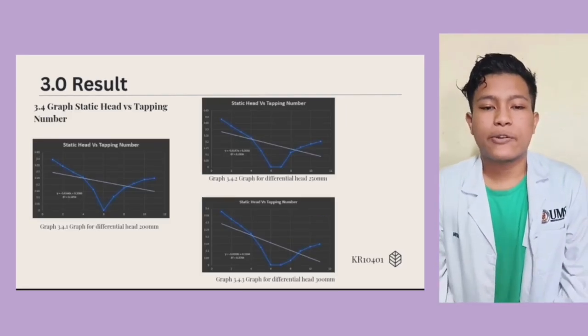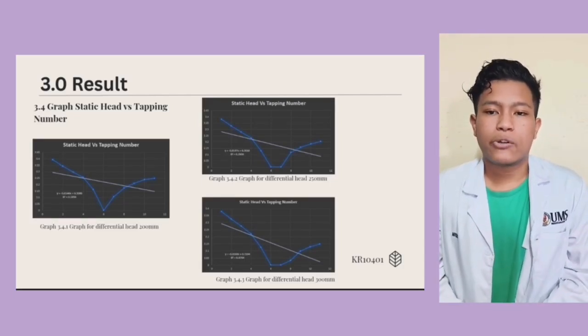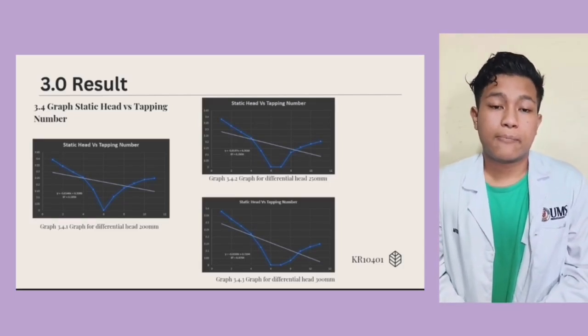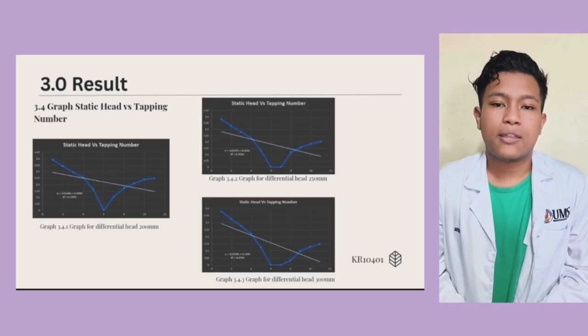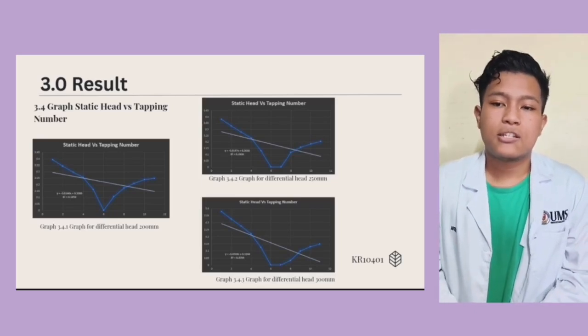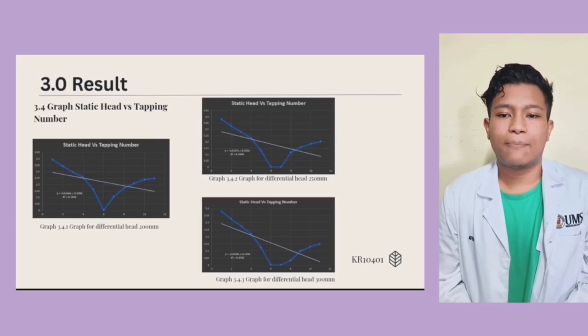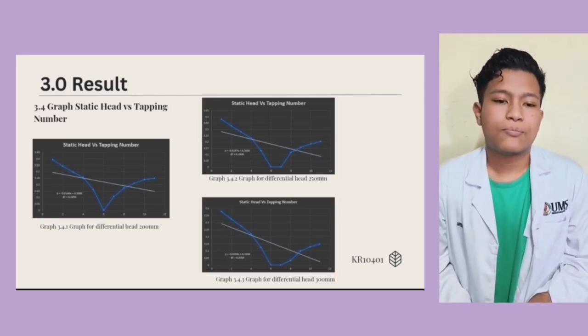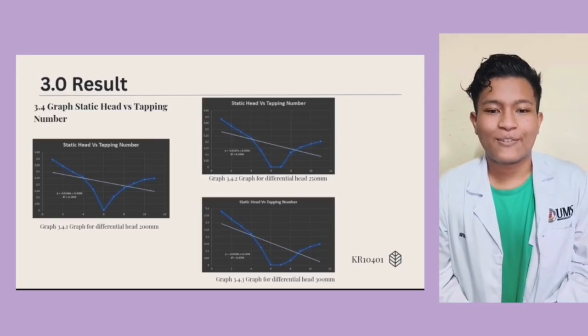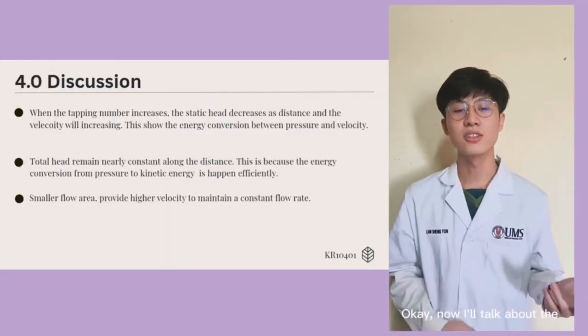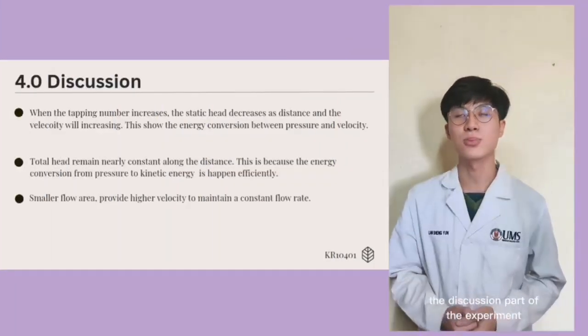Let's begin with the equipment used. We use a Bernoulli apparatus connected to a hydraulic bench, which allows us to maintain a steady water flow and measure the flow rate. A manometer was used to record pressure at 11 different tapping points along the tube. We also use a stopwatch for timing.